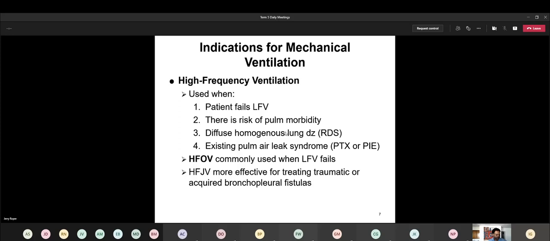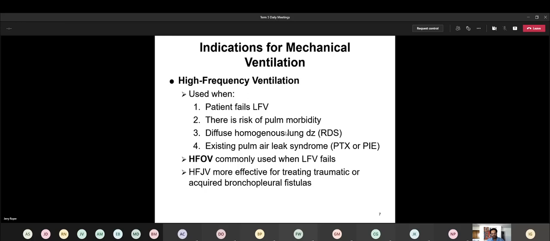All right, so we're still talking about the reasons why you would need to start mechanical ventilation. And now we're just going to look at the high frequency. So kind of similar to what we were looking at when it comes to volume control versus pressure control with adults, you don't ordinarily start off with pressure control. You start off with volume control until they fail, and then you go into pressure control.